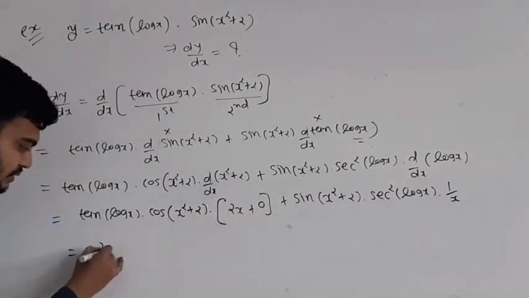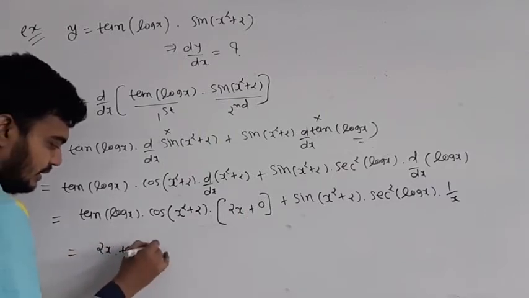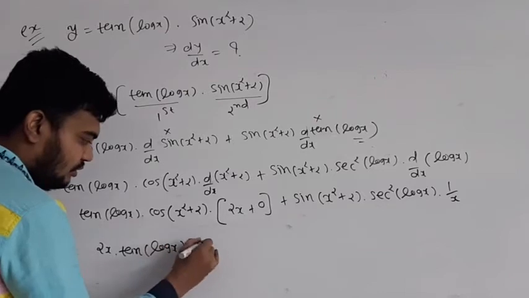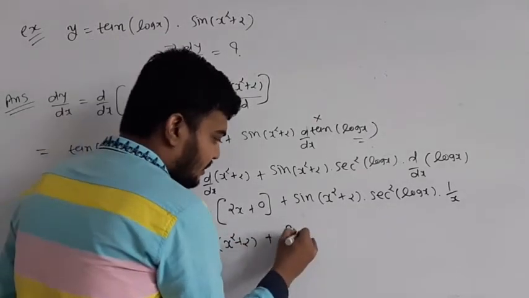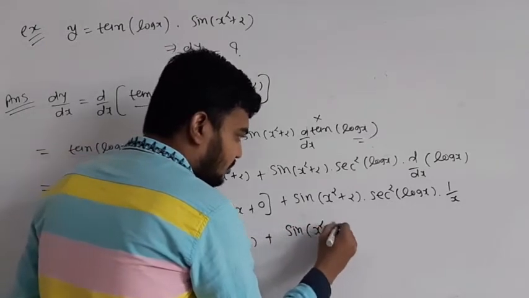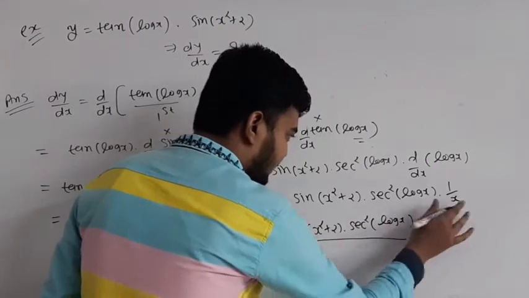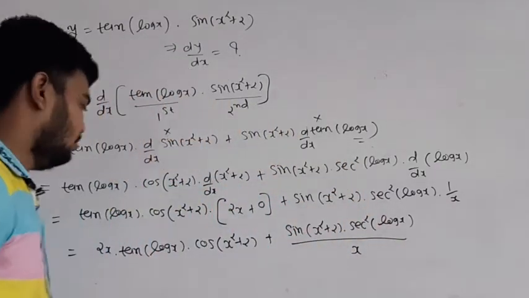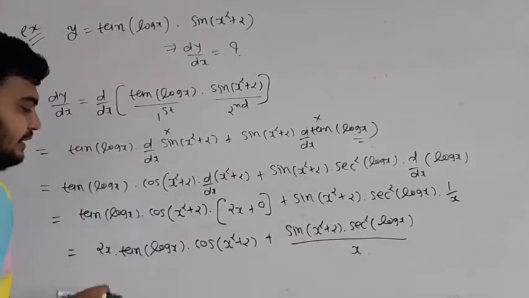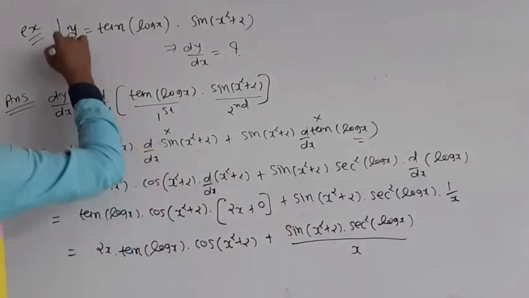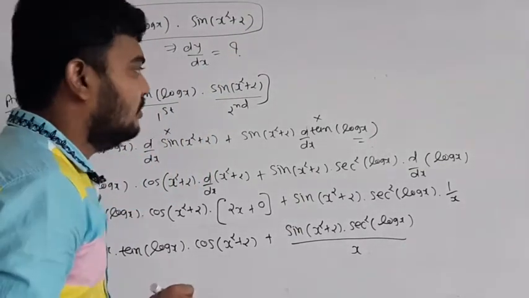So 2x, write 2x forward: first 2x into tan of log x into cos of x square plus 2, plus sin of x square plus 2 into sec square of log x, whole divided by x. Okay, so it is the answer of this question. It means it is the derivative of this function. Okay beta, now move to next question.